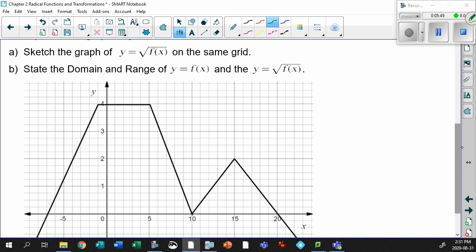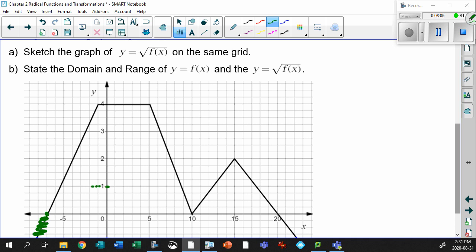I'm going to do this from left to right. So I'm going to start on this x-intercept right there. Think about it. This graph does not exist. This part of the graph does not exist. You cannot take a square root of a negative. Okay, perfect. Now, here's that one.